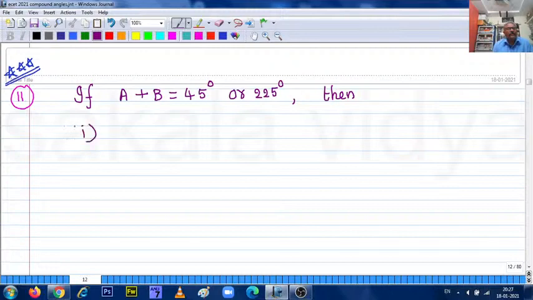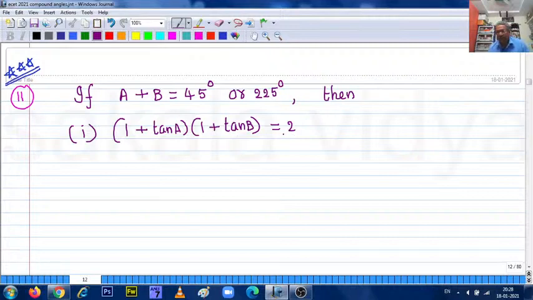the first shortcut: 1 plus tan a into 1 plus tan b equals 2. Whether a plus b is equal to 45 or 225, 1 plus tan a into 1 plus tan b, you will get 2. You remember this one. And next, the second one: 1 minus cot a into 1 minus cot b is also 2.